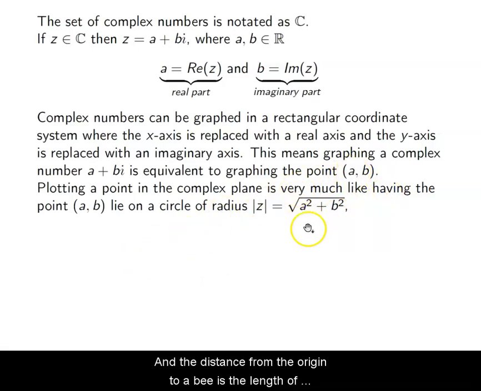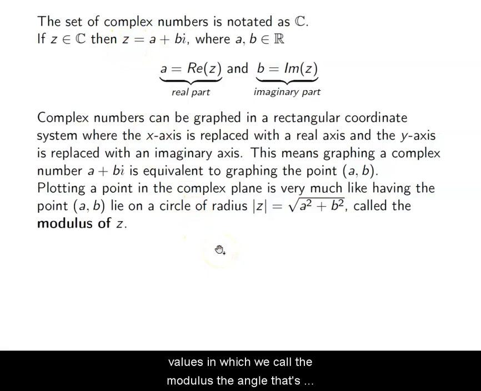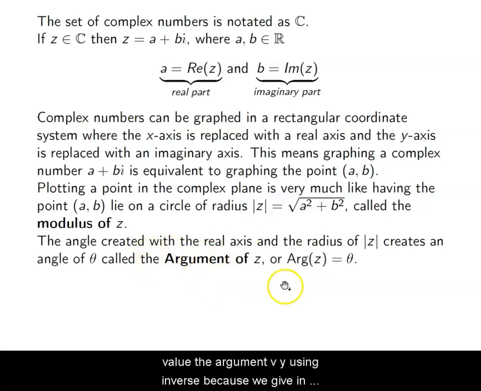When we plot our point in space, we plot the point AB, and the distance from the origin to AB is the length of our line that's created, right? It's basically the length of this value Z, which we call the modulus. The angle that's formed by plotting this point AB in the complex plane is called the argument of Z.